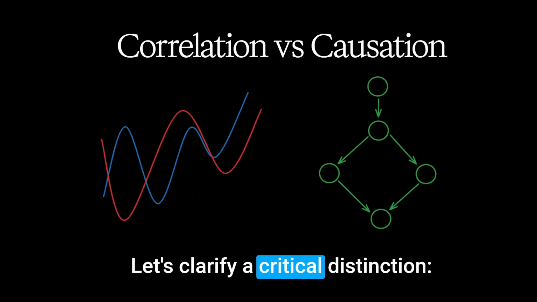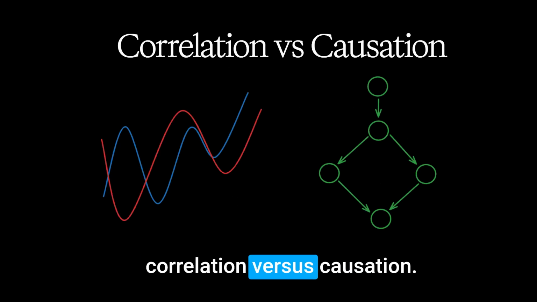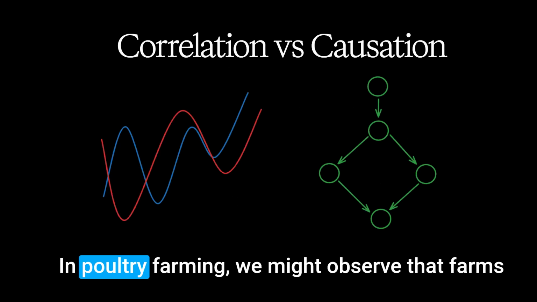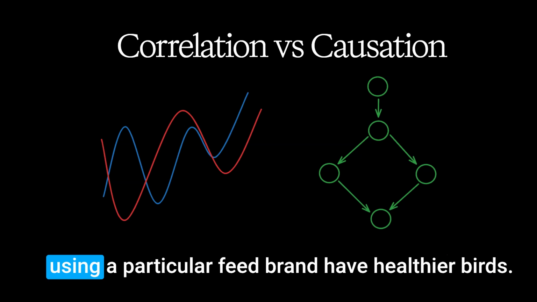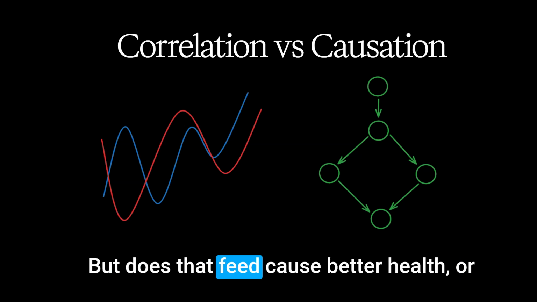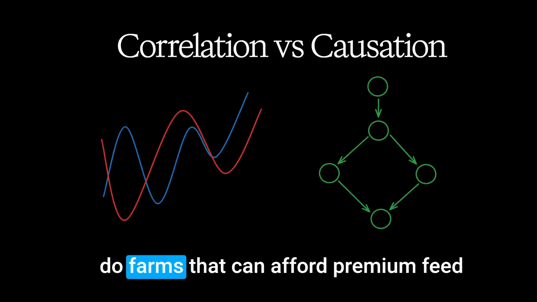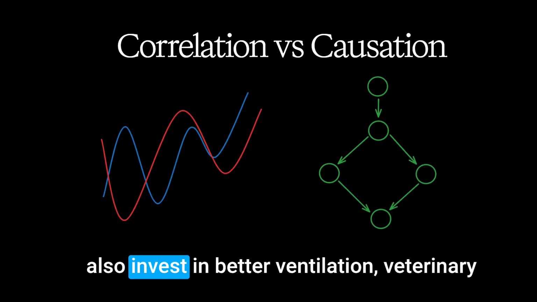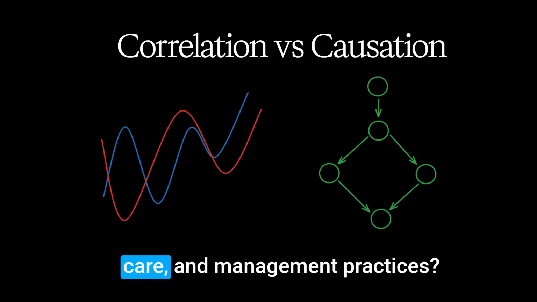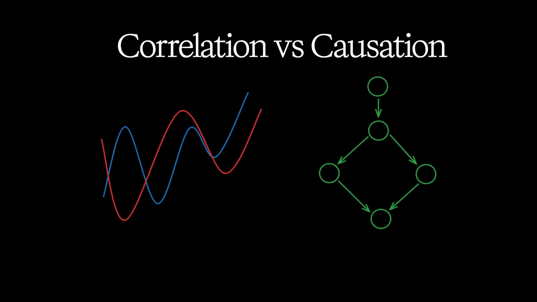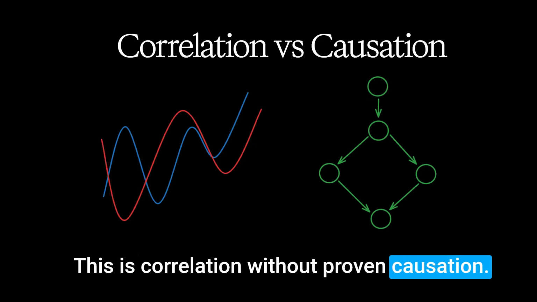Let's clarify a critical distinction: correlation versus causation. In poultry farming, we might observe that farms using a particular feed brand have healthier birds. But does that feed cause better health? Or do farms that can afford premium feed also invest in better ventilation, veterinary care, and management practices? This is correlation without proven causation.